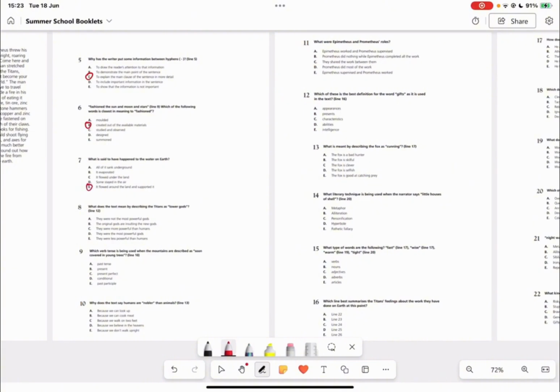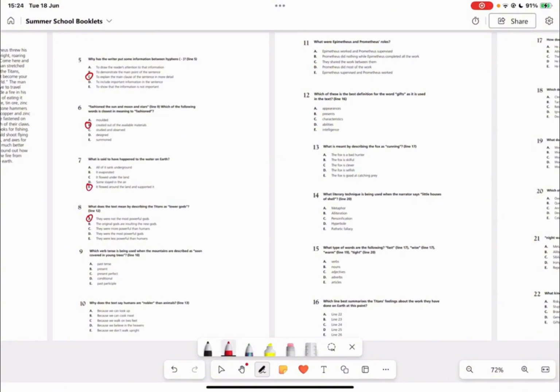So what is meant by describing the Titans as lower gods? So this is saying that they were not the most powerful gods. Which verb tense is being used when the mountains are described as soon covered in young trees in line 10?